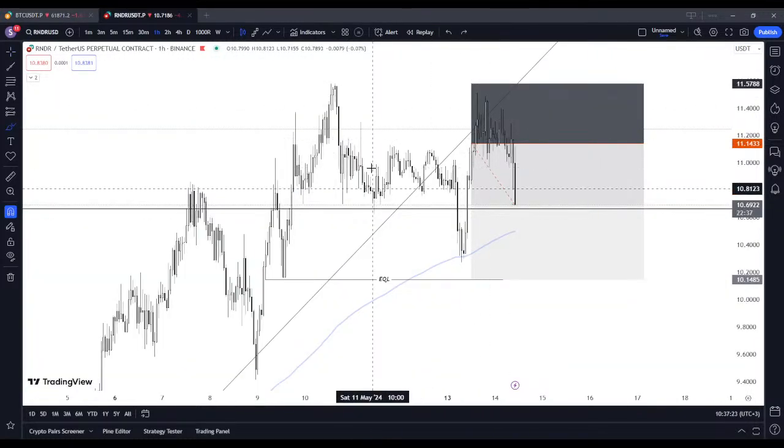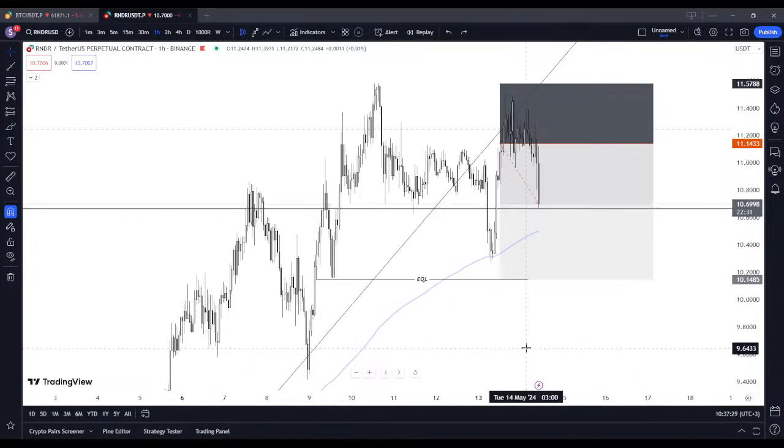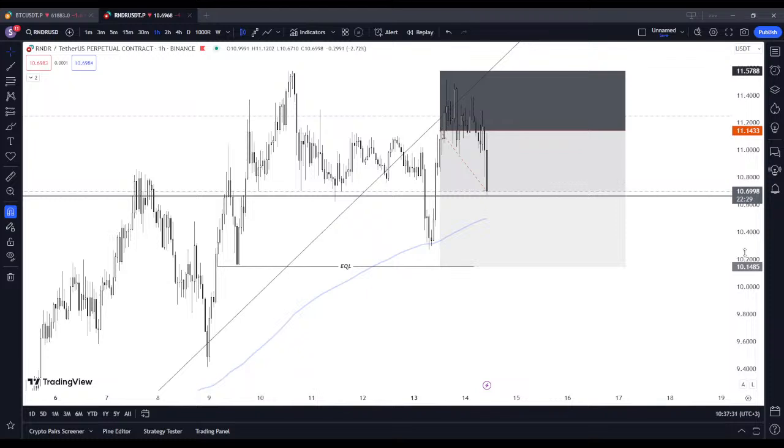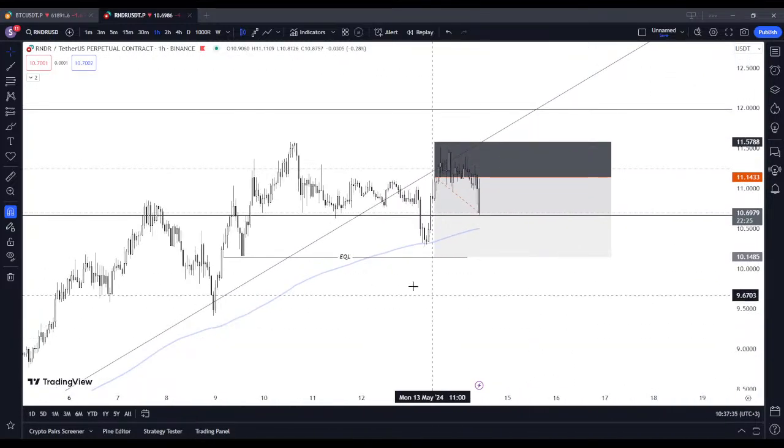Okay, so we are short. I don't know who's dumping, but we are short on Render. It was quite a nice setup. It was a textbook one, in my opinion.